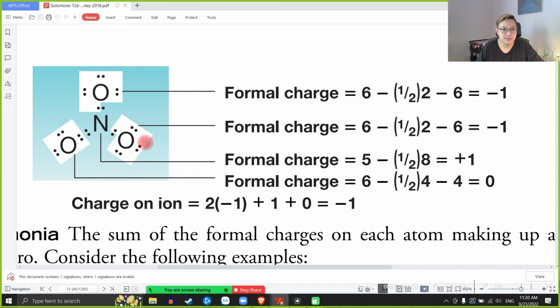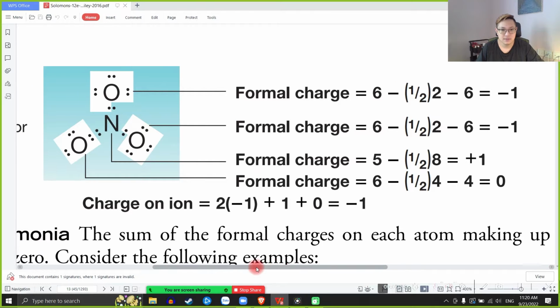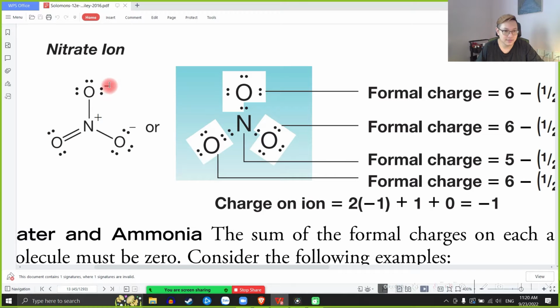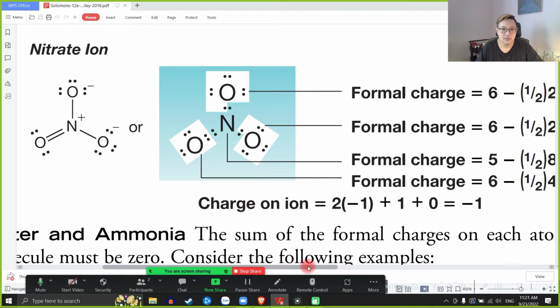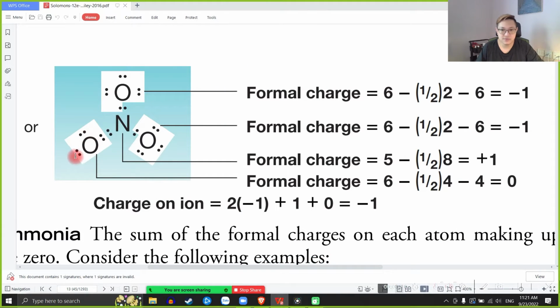The same thing happened to this oxygen, so minus 1 as well. So you see, here it's minus, here it's minus. For this oxygen on the bottom left, 2 lone pairs is 4, so minus 4 here, and it has a double bond, so 4, and half of that is only 2. So 6 minus 2 is 4, minus 4 is 0. So this oxygen is completely neutral, it doesn't have any formal charge at all.